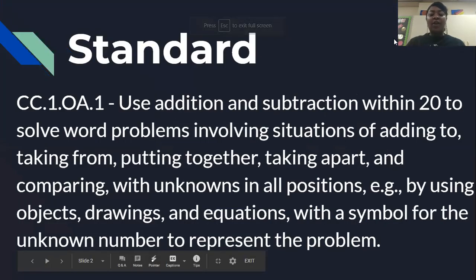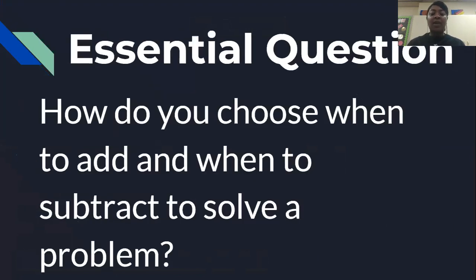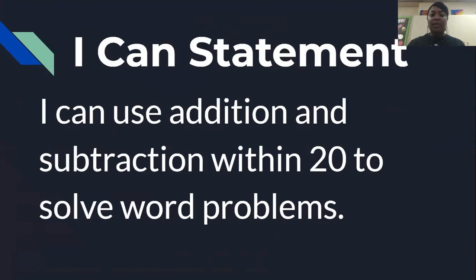Our standard is 1.OA.1. Use addition and subtraction within 20 to solve word problems involving situations of adding to, taking from, putting together, taking apart, and comparing with unknowns in all positions by using objects, drawings, and equations with a symbol for the unknown number to represent the problem. Our essential question today is, how do you choose when to add and when to subtract to solve a problem? Our I can statement: I can use addition and subtraction within 20 to solve word problems.